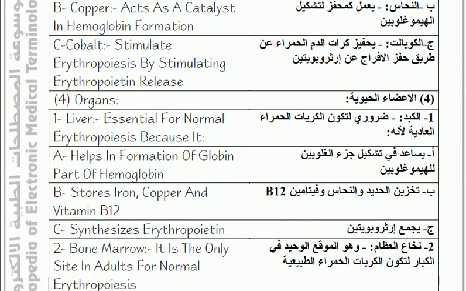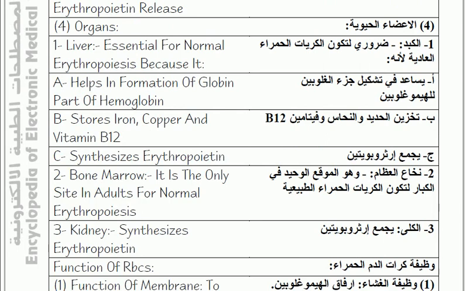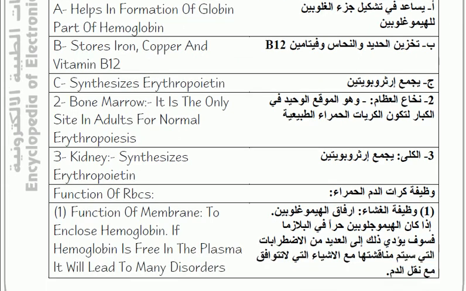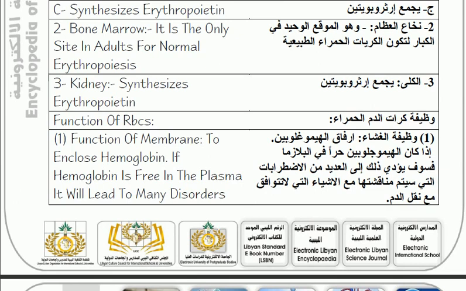4. Organs. 1. Liver: A. Essential for normal erythropoiesis because it helps in formation of globin, part of hemoglobin. B. Stores iron, copper, and vitamin B12. C. Synthesizes erythropoietin. 2. Bone marrow: it is the only site in adults for normal erythropoiesis. 3. Kidney synthesizes erythropoietin.